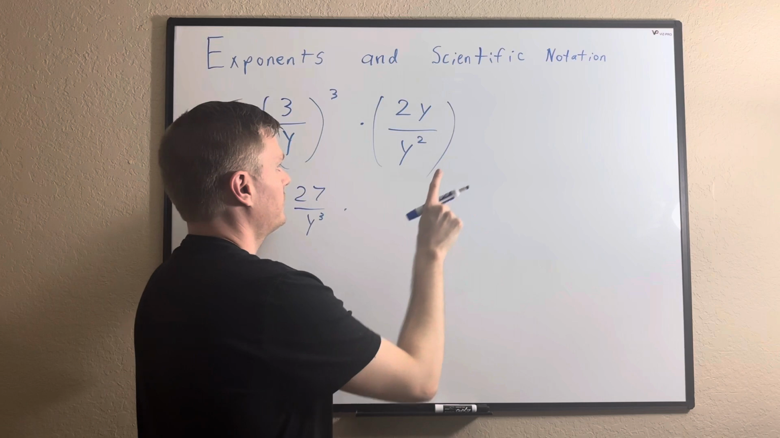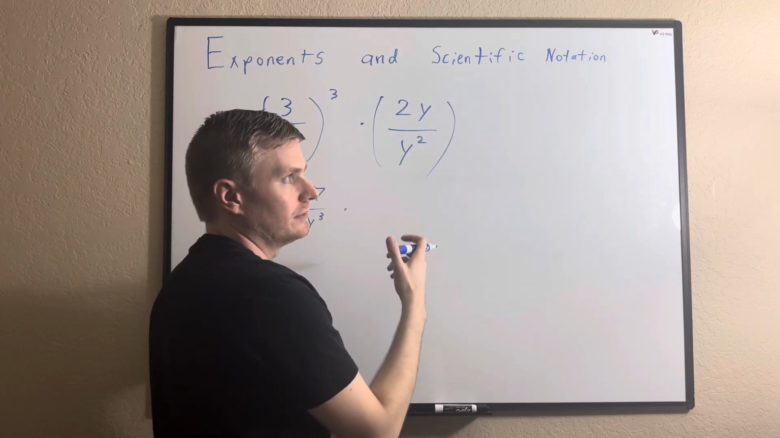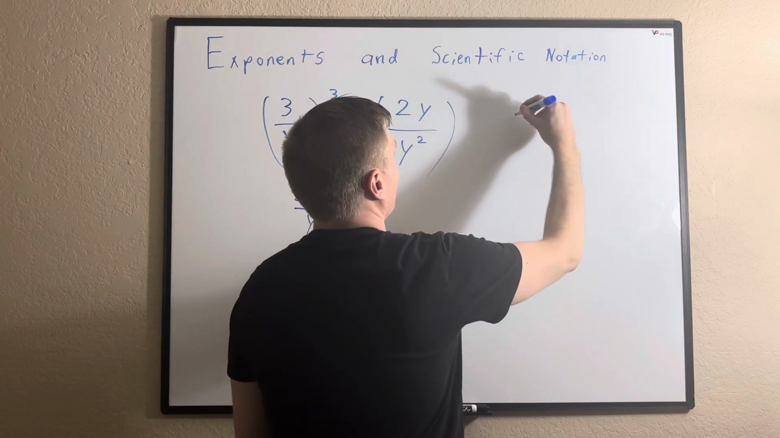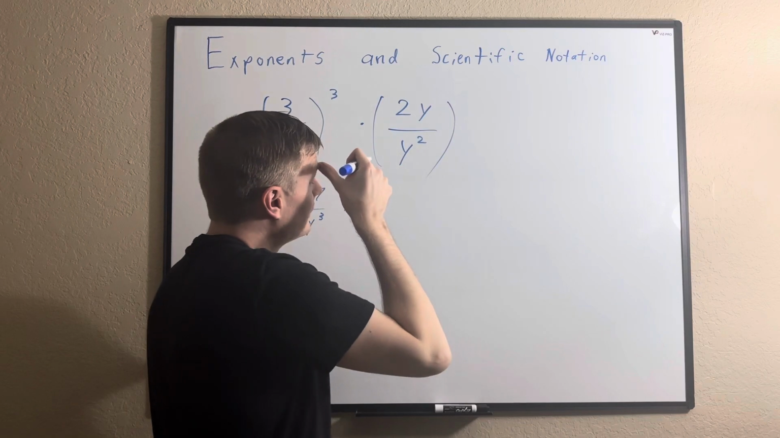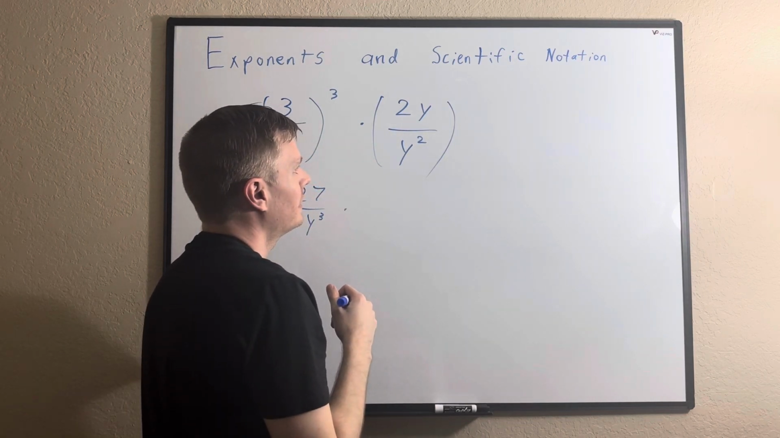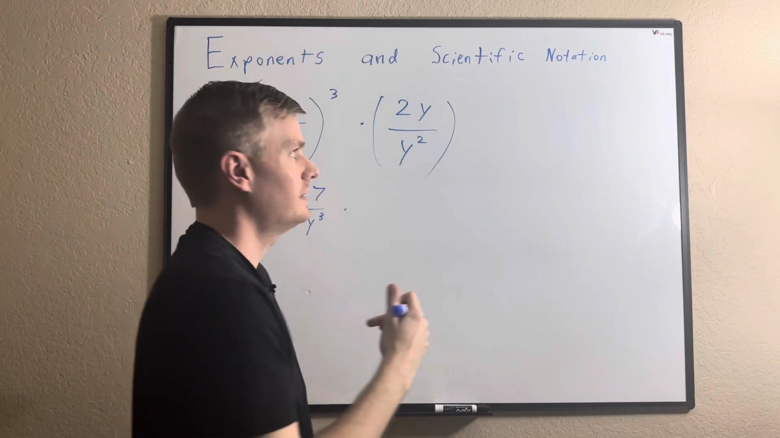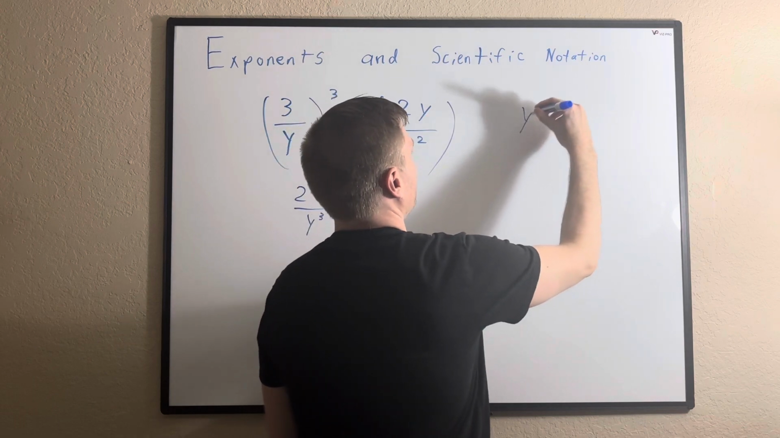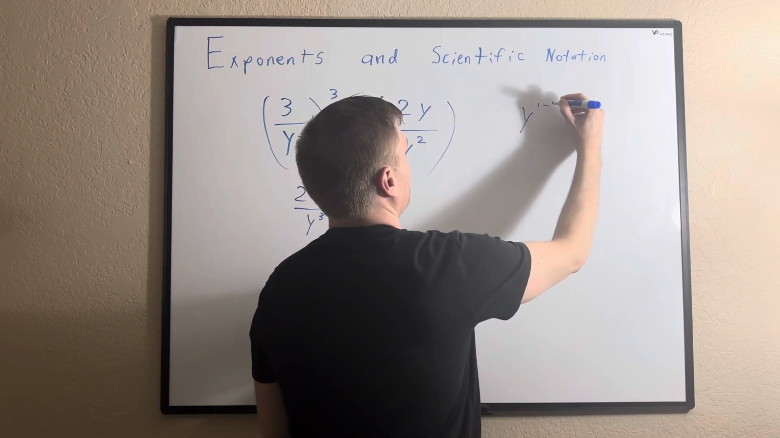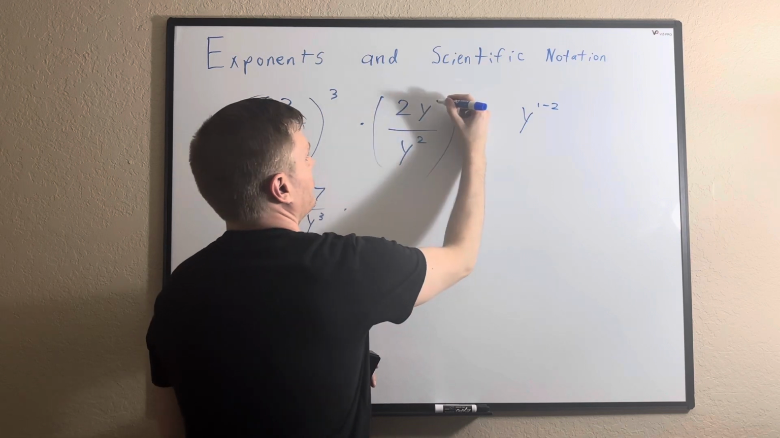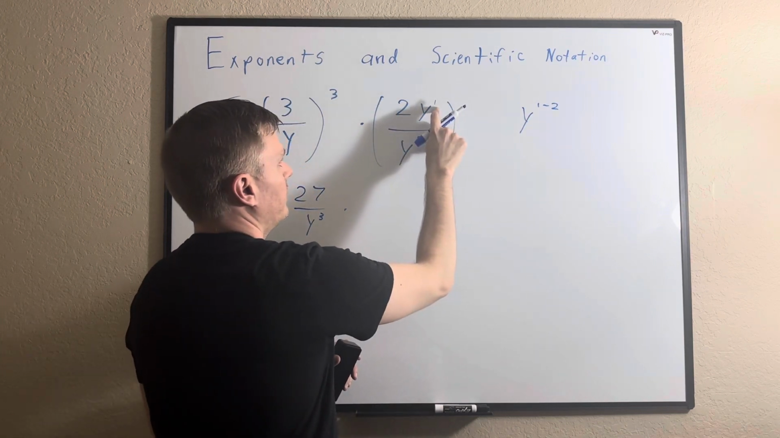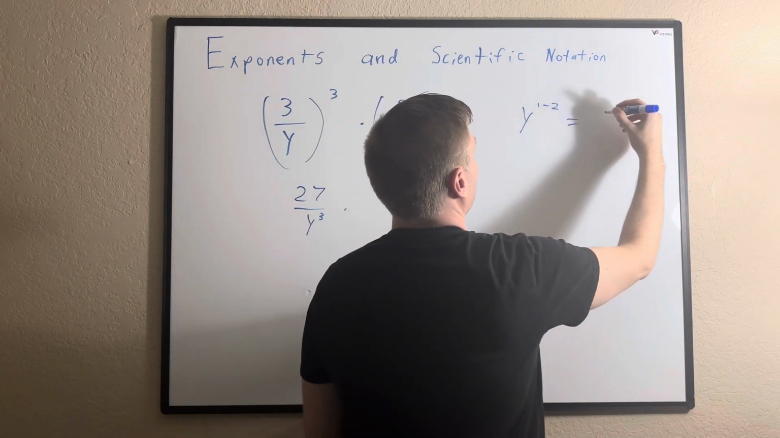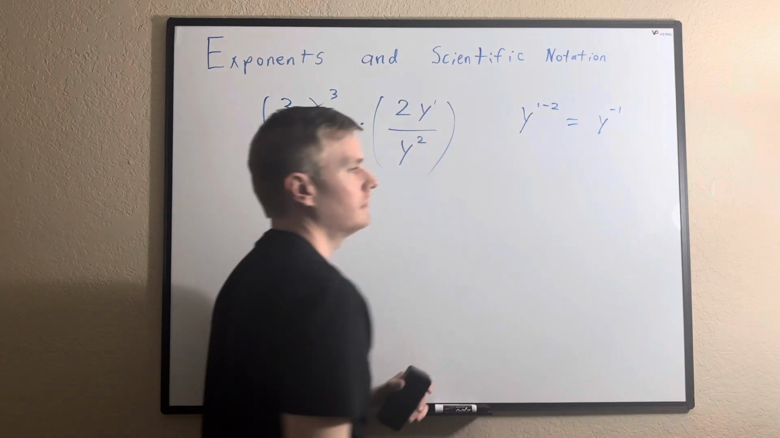It's called the quotient rule, actually. Quotient being a division problem. Since 2y is being divided by y squared, it's kind of similar to what we just did. You know how we added the exponents together? This time with division, we're actually subtracting them. This has an understood 1 by it, right? 1 for an exponent. 1 minus 2, y to the negative 1.